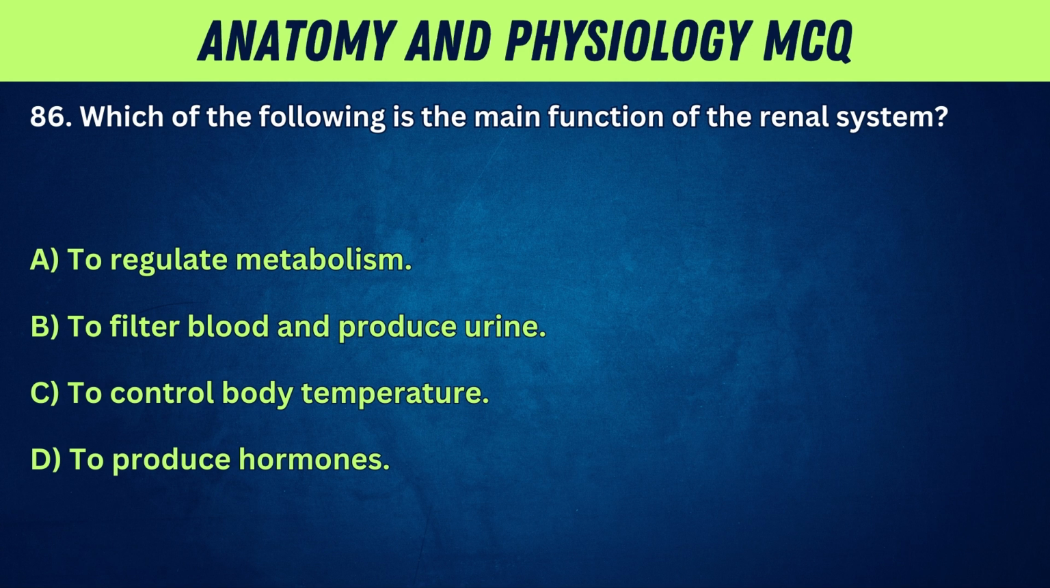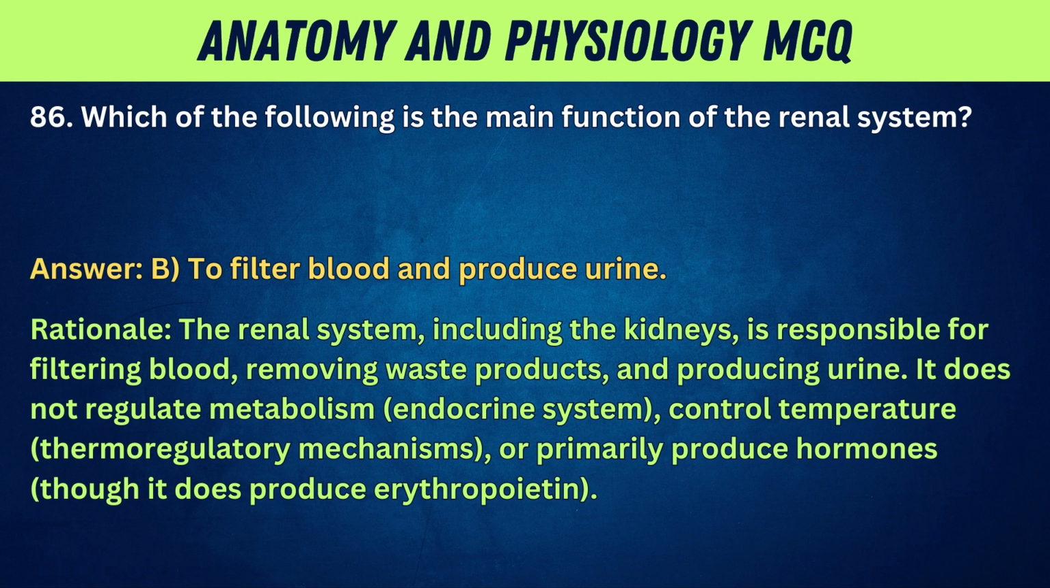86. Which of the following is the main function of the renal system? A. To regulate metabolism. B. To filter blood and produce urine. C. To control body temperature. D. To produce hormones. Answer: B. To filter blood and produce urine. Rationale: The renal system, including the kidneys, is responsible for filtering blood, removing waste products, and producing urine. It does not regulate metabolism, control temperature, or primarily produce hormones, though it does produce erythropoietin.